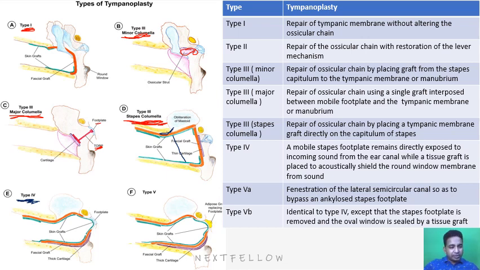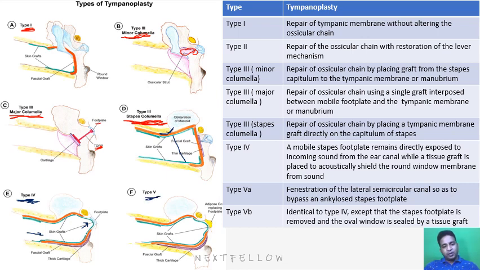So suppose, look at this diagram, the sound energy is coming. It will directly hit the footplate, and the vibration will go to the round window. We have shielded the round window with the help of the graft, that is a fascia graft. So the sound energy will not directly hit the round window. Instead, it will hit the footplate. It is known as a type 4 variety, also done in the severe variety of cholesteatoma or unsafe type of CSOM.